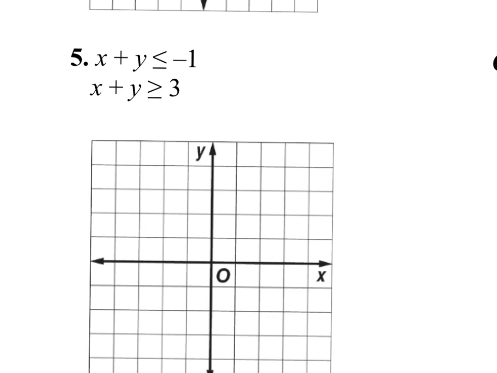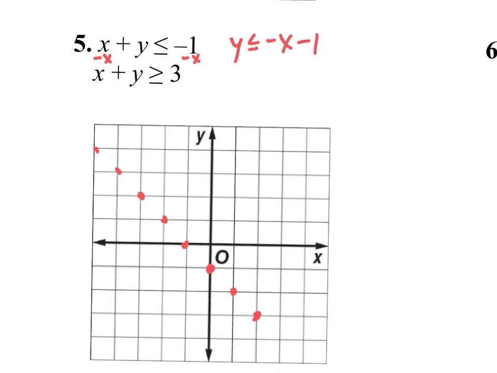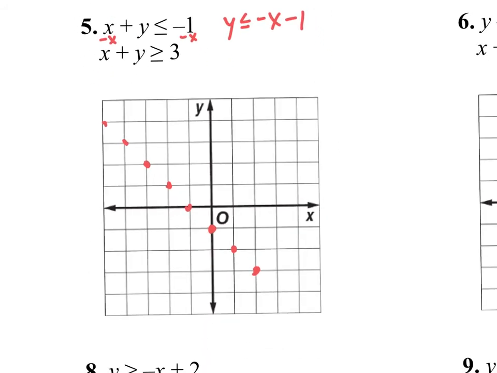These are not ready to graph. They're in standard form. I need them in slope-intercept form, which is really easy to do. Let's just get that x over to the other side. Let me rewrite it. Y is less than or equal to -x minus 1. That's ready to graph now. It crosses at -1. From that point, I go down 1 over 1, down 1 over 1. I could use the pattern backwards to extend the line as far as I want. And I know it's going to be a solid line because the inequality has a solid line. So I'm going to draw a solid line right through those dots.